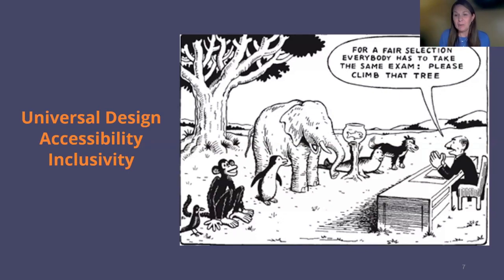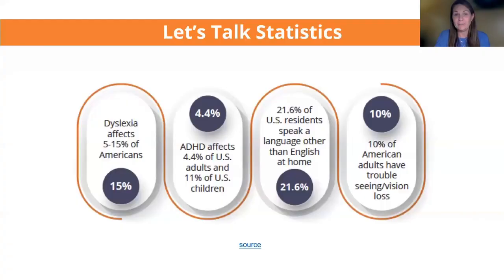Right? So when we think about providing tools for all students and how they learn, we need to think about that universal design for learning. Statistically, and these numbers have actually grown when we think about our learners, you think about dyslexia, you think about ADHD, you think about English as a second language, and those with trouble seeing or vision loss. All of these students and learners need extra tools to help them succeed.